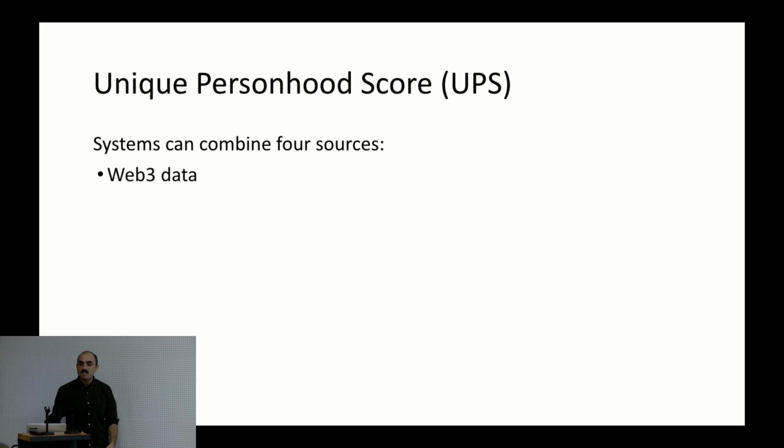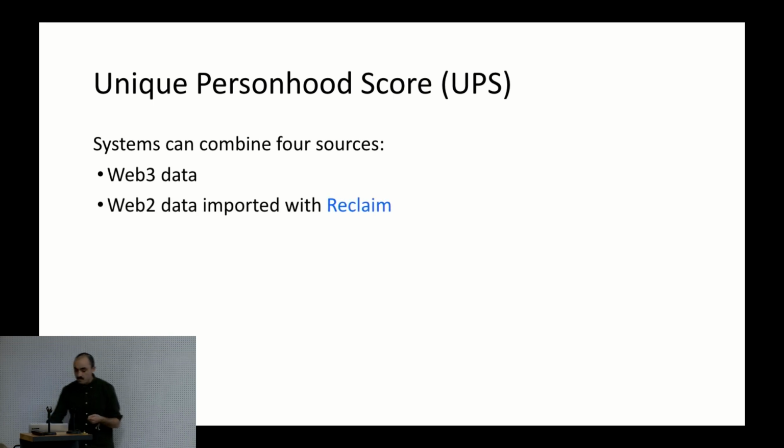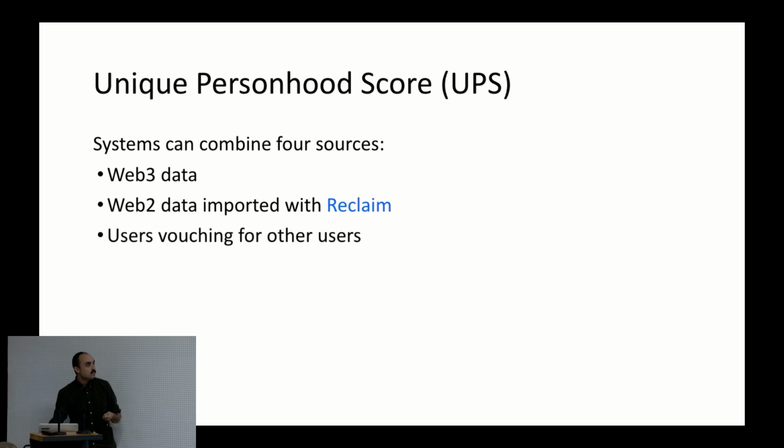So we've got Web3 data, that's the most accessible. We've got Web 2 data that's imported with Reclaim. But there's also been some attempts at users vouching for other users. This is social information where someone on the system says, I think these other users are real, and their reputation in some sense is being used to give reputation to others. And maybe you can have mechanisms that punish them if they're lying or whatever.